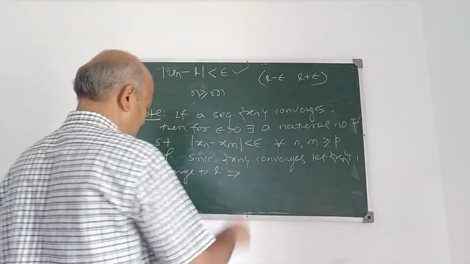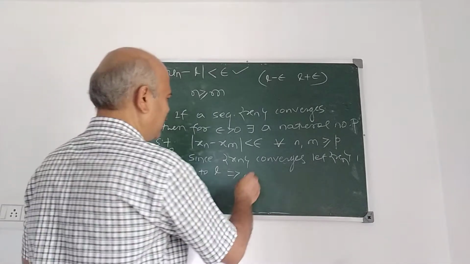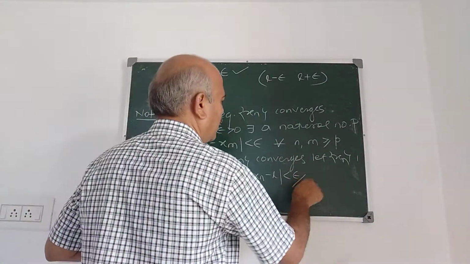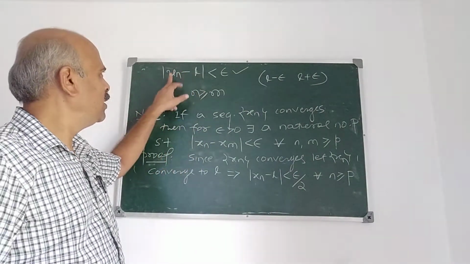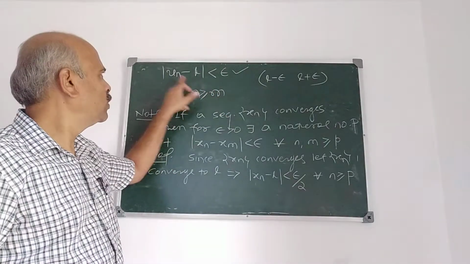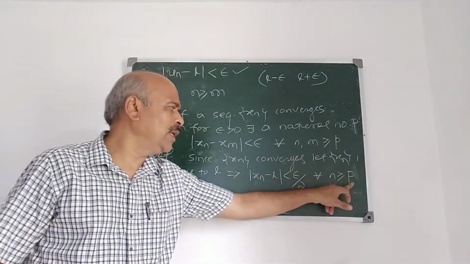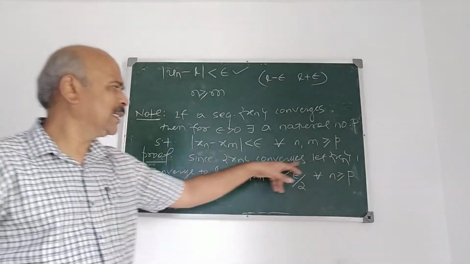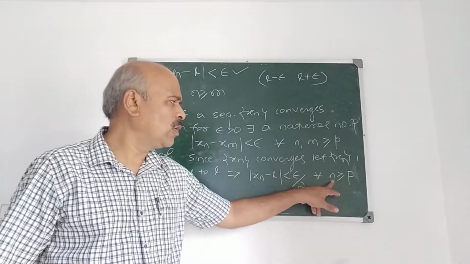What does this imply? This implies mod xn minus L is less than epsilon by 2 for all n greater than or equal to P. See the definition of convergent sequence. When do you say that xn converges to L? For epsilon greater than 0, there exists a natural number m so that mod xn minus L is less than epsilon for all n greater than or equal to m. Now instead of m, we have taken P here, and epsilon is replaced by epsilon by 2 because it is arbitrary. Since xn converges to L, this implies mod xn minus L is less than epsilon by 2 for all n greater than or equal to P.